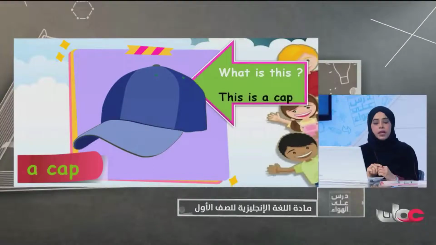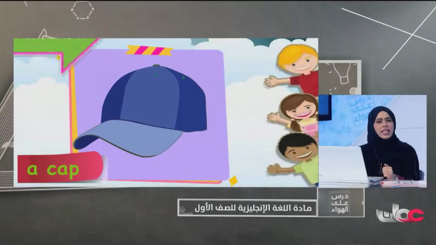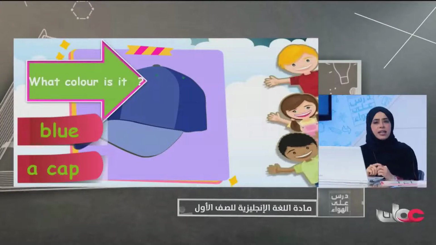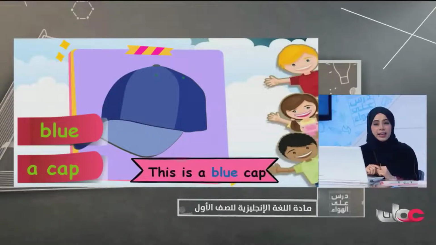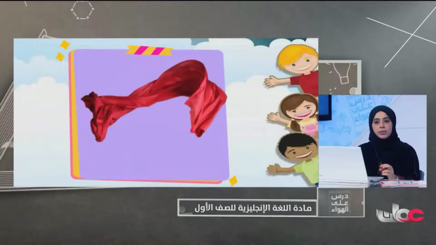A cap. Now I am going to ask you, what's the color of this cap? Can you please tell me? What's the color of the cap? It's blue color. Very good. Blue. So we are going to say, this is a blue cap. Can you please try to repeat the sentence after me? This is a blue cap. Blue cap. Let's see what's the next item we have.